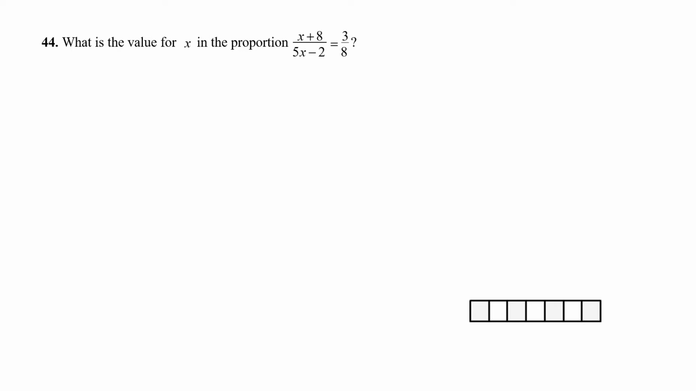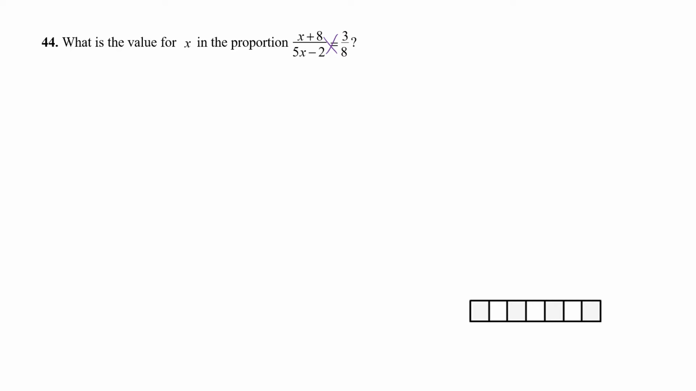Number 44 says, what is the value of x in the proportion x plus 8 over 5x minus 2 equals 3/8? Anytime you're given a proportion, you can always solve by cross multiplying. So that is what we're going to do here. I'm going to cross multiply.